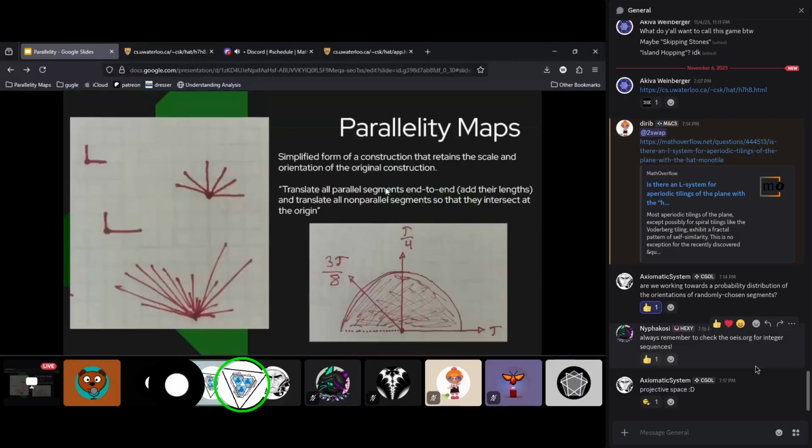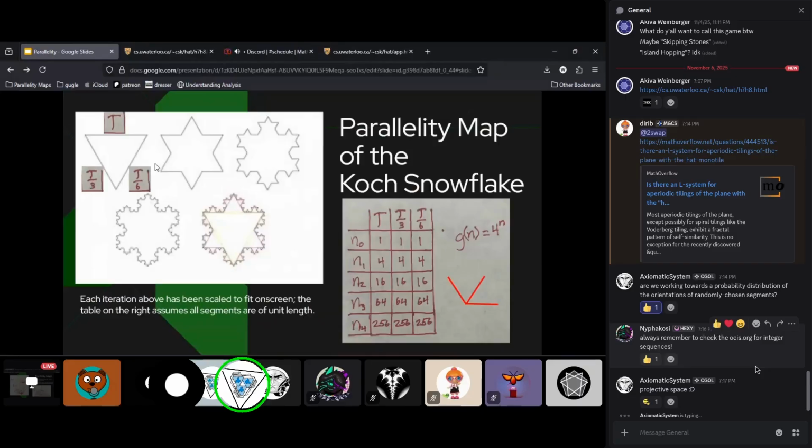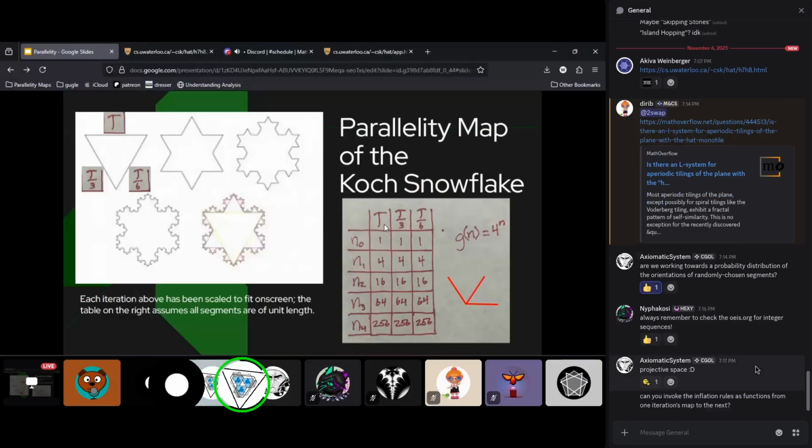So it's a surjective function. There's not a way to go from a parallelity map to the thing that it came from, to the construction that made it, but it tells you something about the original construction. So here, this is a formal example in my preferred notation.